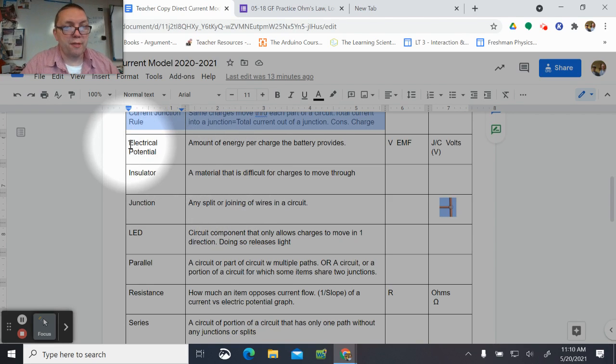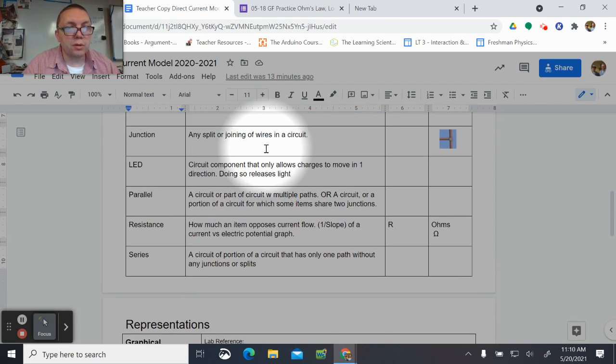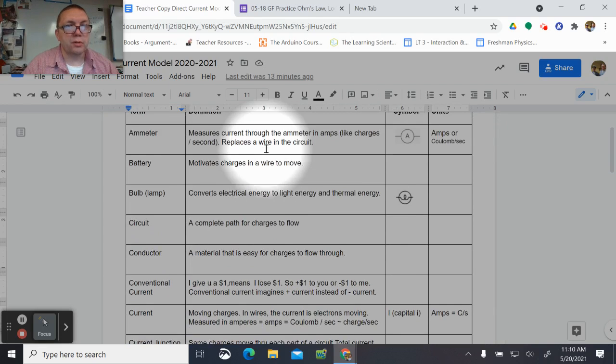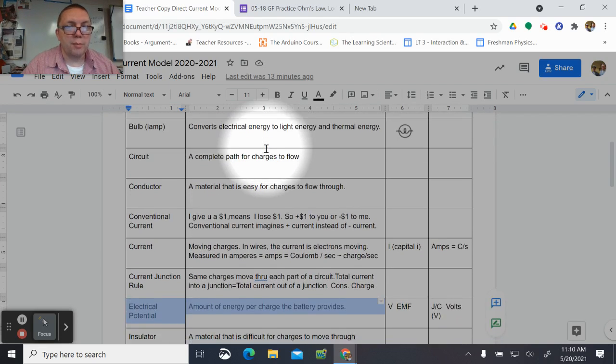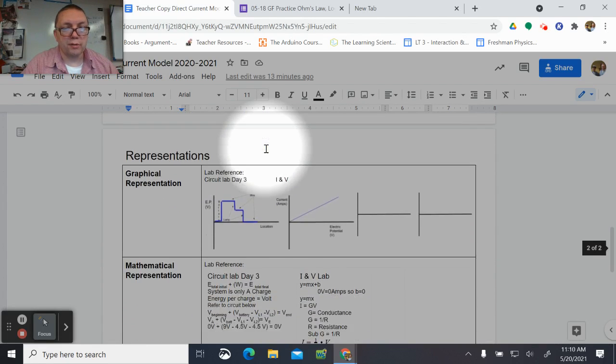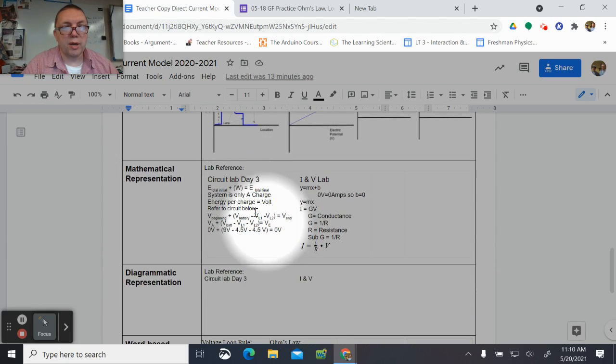Now, when we look at that, that is going to lead us into, where did the loop rule go? Current junction rule? Conventional current? Oh, when I made edits, did I get rid of the dang current loop rule? I might have. I have it back. Oh my God, I have it here, but I don't have it on the front.